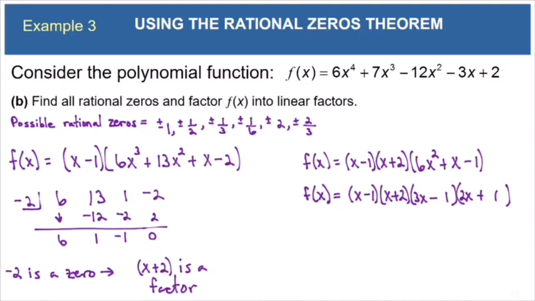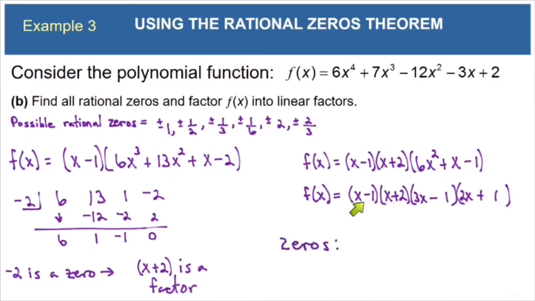So now go back and look at the question. It says find all the rational zeros and factor f of x into linear factors. Well, we have actually finished the second part of the question first. Here is f of x factored into linear factors. And now we just have to find the rest of the rational zeros.